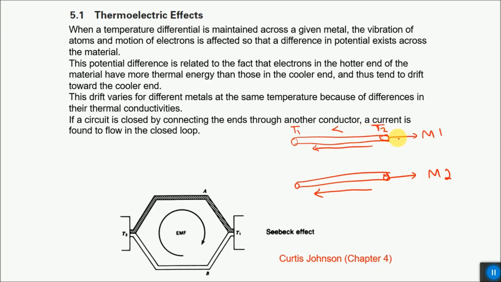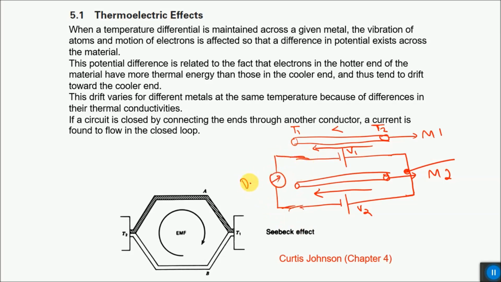When the electrons in M1 drift from T2 to T1, the number of electrons drifting from this right end to the left end is different as compared to metal 2. So if we draw the equivalent circuit here, it will be like this, V1 for metal 1, and like this, V2 for metal 2. Now let's join one end of these two metals. What's going to happen? And find your output here. So this is your detector.